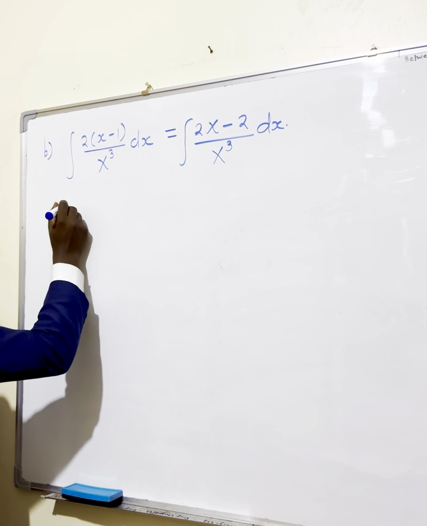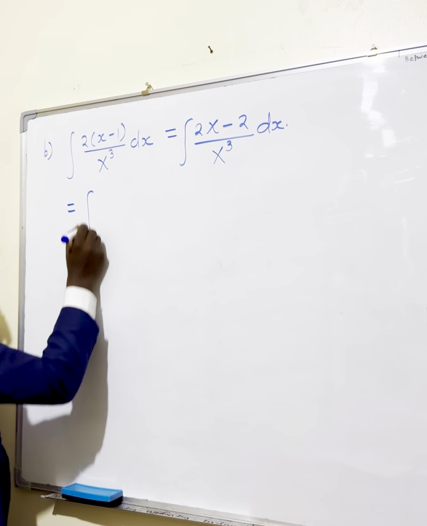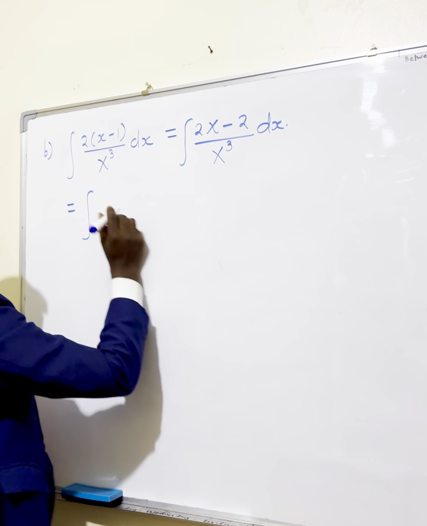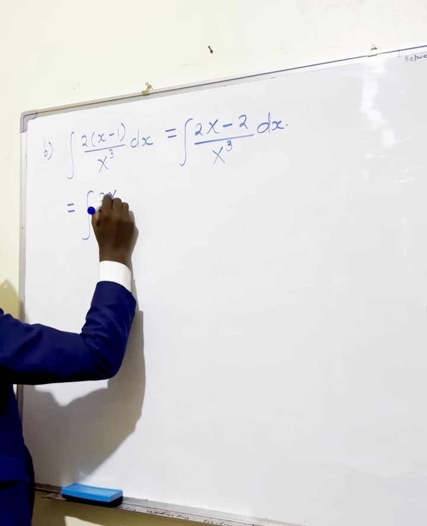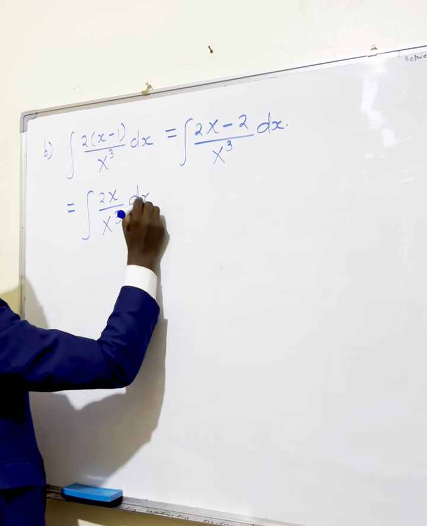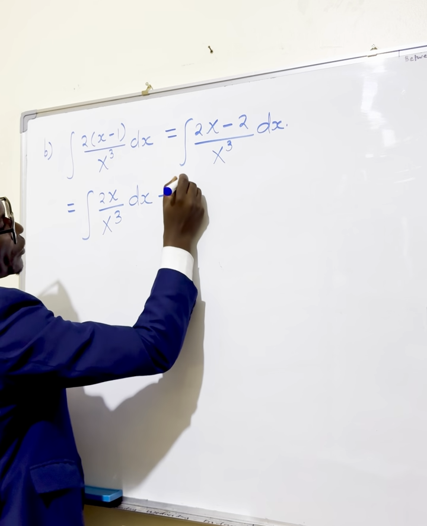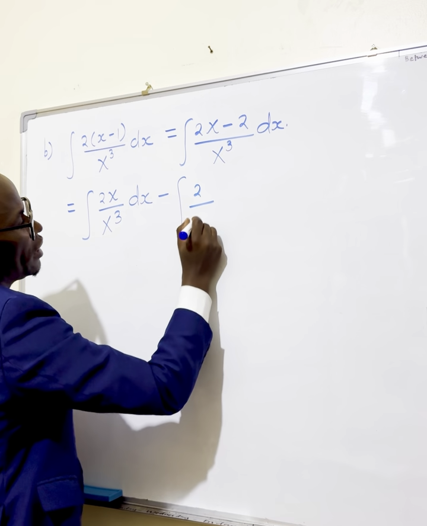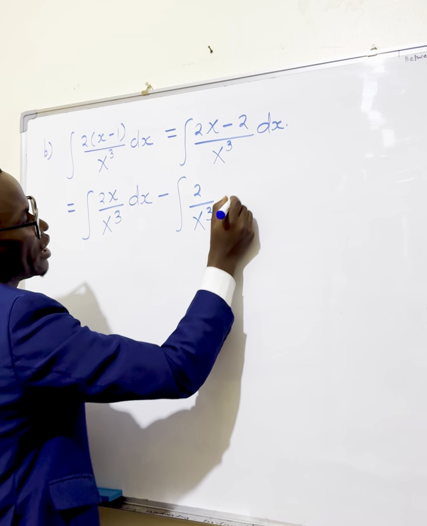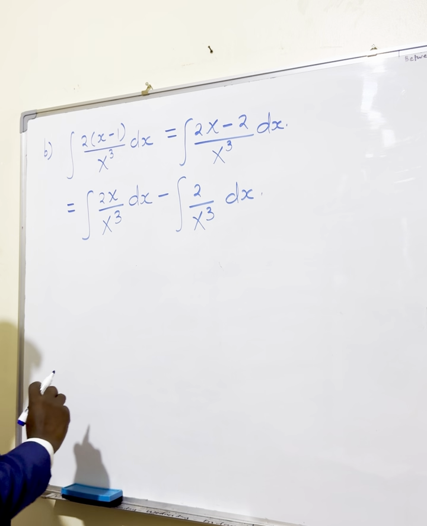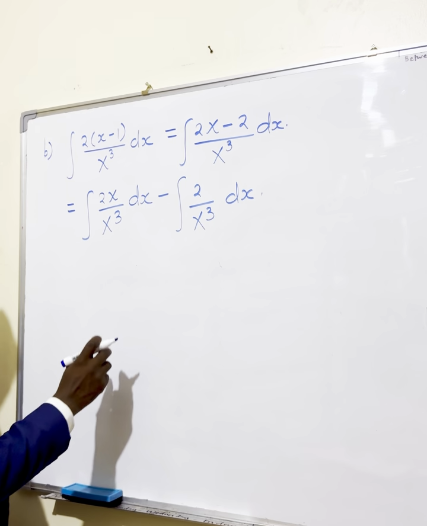Now, after doing that, I'm going to split the fraction. So to split the fraction, I'm going to say that this is integral. I'm going to get this 2x divided by x cubed, then multiplied with dx. Then minus, we integrate. I'm going to get this 2 divided by x what? Cubed. Everything multiplied with what? Dx.